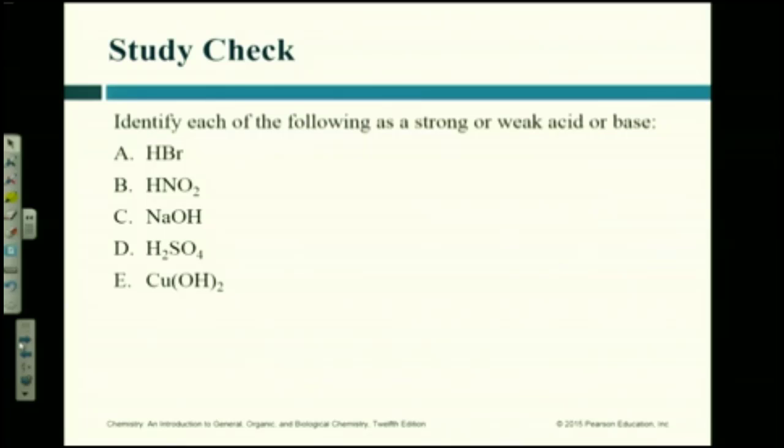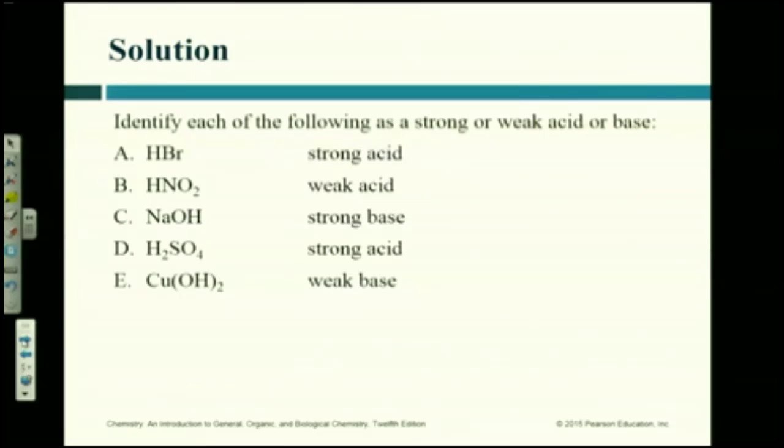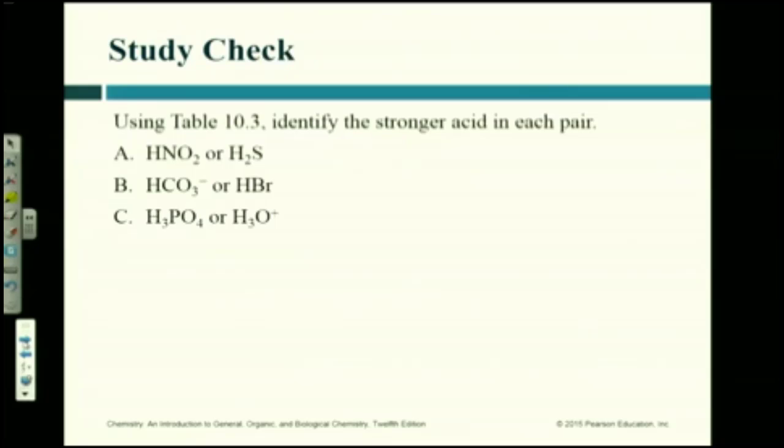It is a base. Anytime you see the hydroxide, it's going to be a base. In this case, it's a weak base, right? Copper hydroxide is a weak base. I'm not going to ask you to know that. Okay? All right. I'm not going to worry about this either.